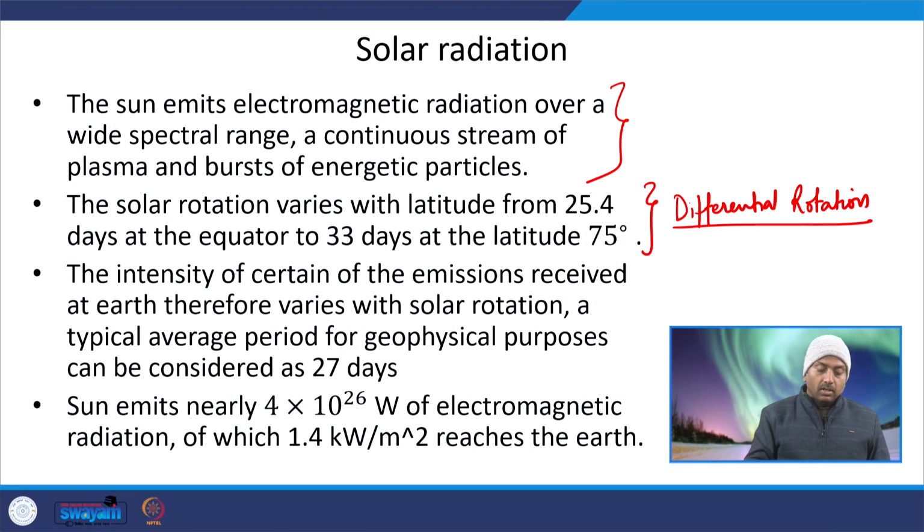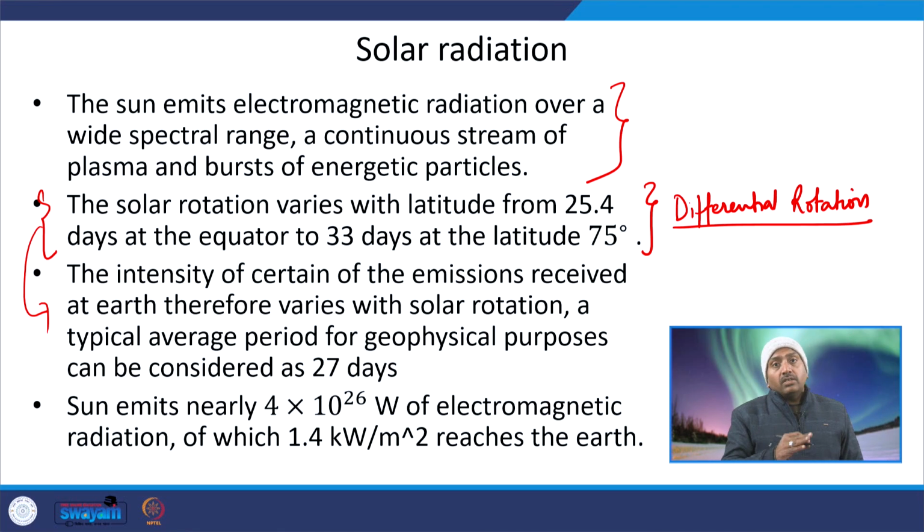That is a consequence of this. Because of this solar rotation, the intensity of certain emissions originating from the sun varies as a function of the solar rotation. A typical average period, looking from the Earth, is 27 days. So, if you spot something from which you are recording observations or emissions, it may take approximately 27 days to come back to the same position on the sun.